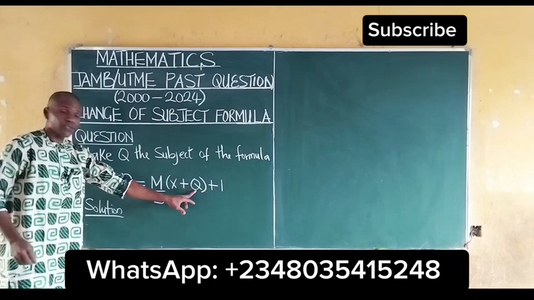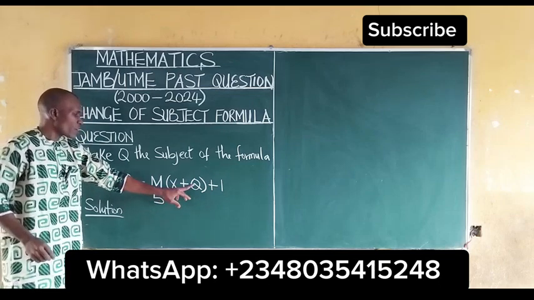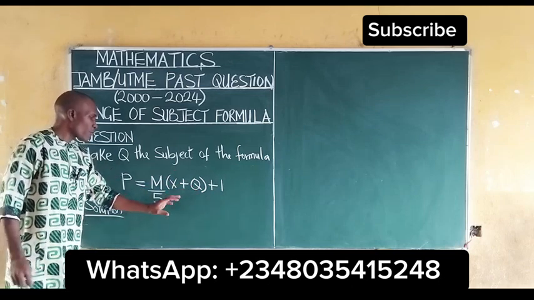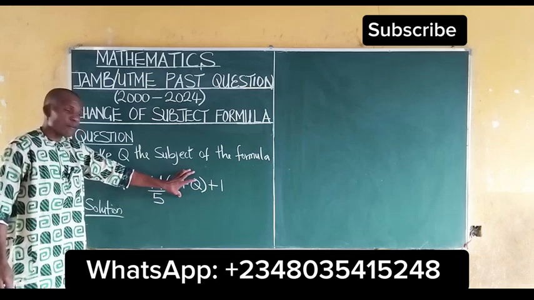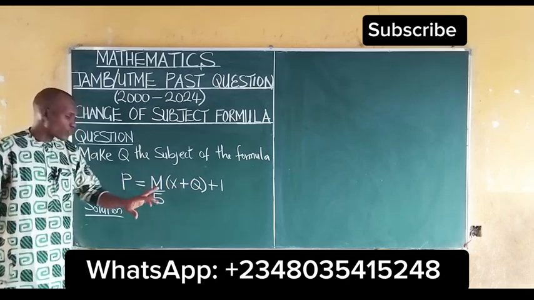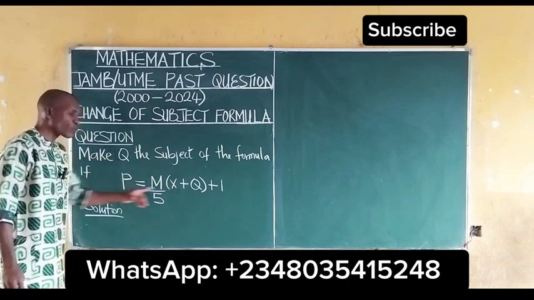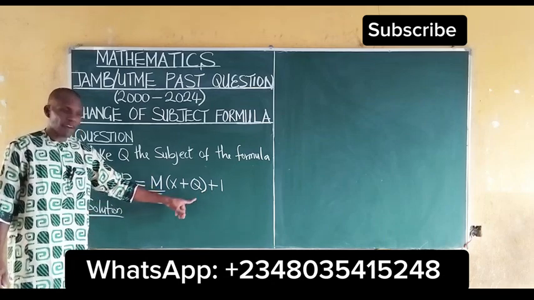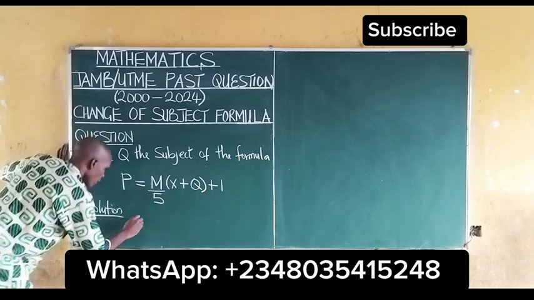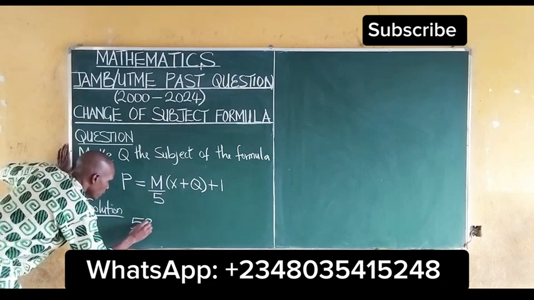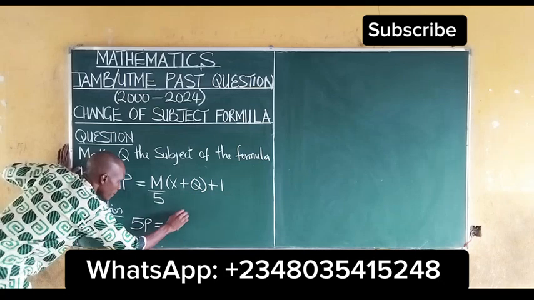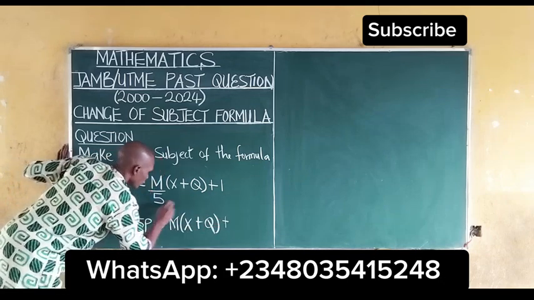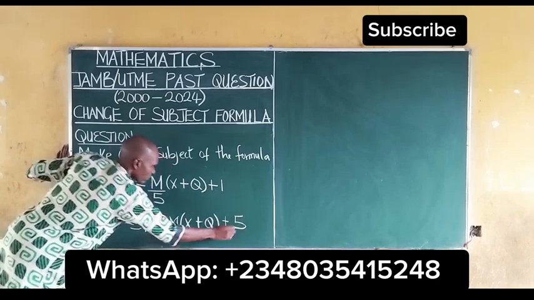For us to make Q the subject of the formula, we have to make a way where we'll bring out this Q. So the first thing to do when given this type of equation is to multiply through by 5. If we multiply this equation through by 5, we'll get something like this: 5p is equal to 5 times (mx plus q).